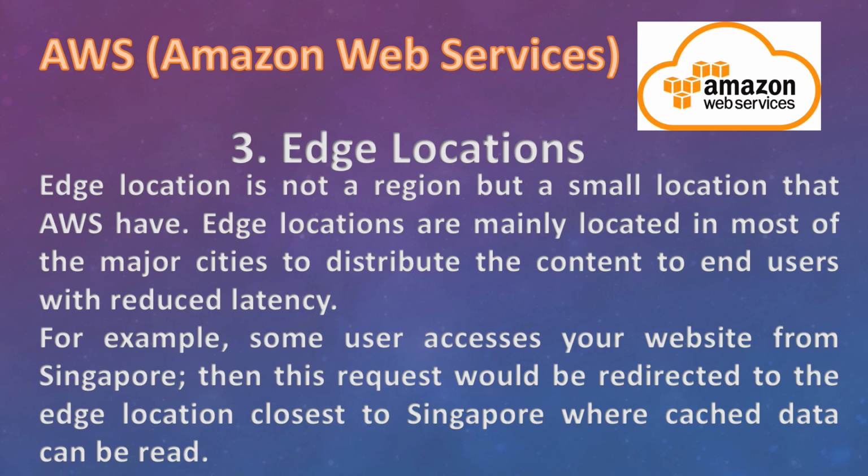An edge location is not a region but a small location that AWS has. Edge locations are mainly located in most of the major cities to distribute the content to end users with reduced latency. For example, if a user accesses your website from Singapore, then this request would be redirected to the edge location closest to Singapore where cached data can be read.